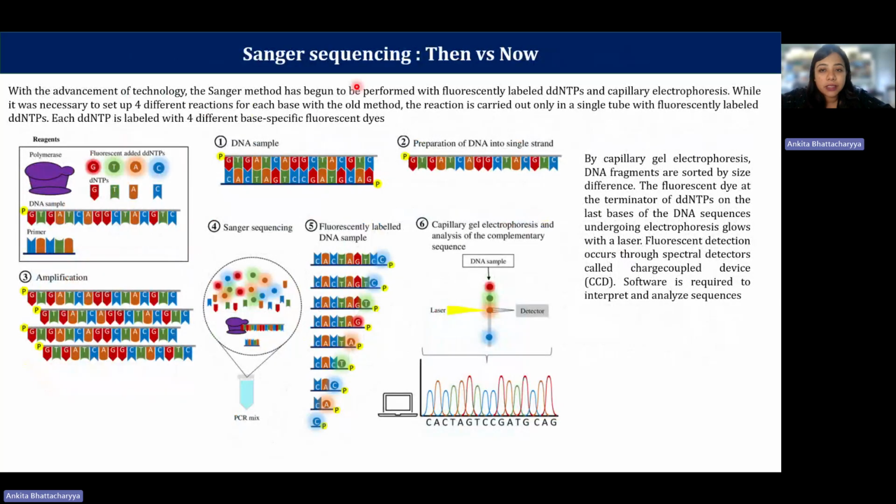The Sanger method, like I already mentioned, utilizes fluorescently labeled ddNTPs and capillary electrophoresis, and each ddNTP is differently labeled with different fluorescent dyes.